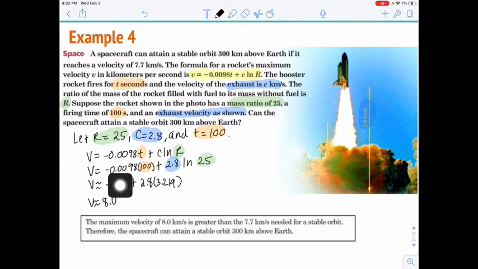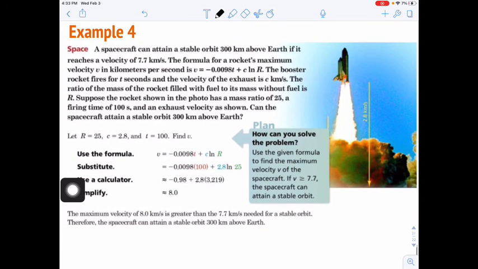Multiplying negative 0.0098 by 100 gives us negative 0.98, and then when we plug natural log of 25 into a calculator, we get about 3.219. If we multiply and add this all together, we get v is about 8. So the maximum velocity of 8.0 kilometers per second is greater than the 7.7 kilometers per second needed for a stable orbit. Therefore, the spacecraft can attain a stable orbit 300 kilometers above Earth.